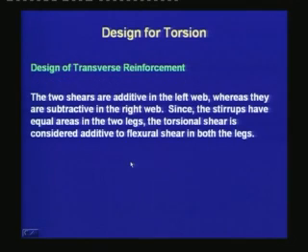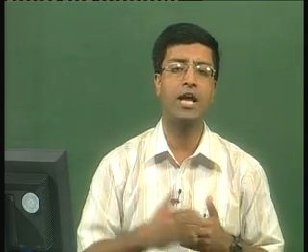But the code neglects the subtractive component. The two shears are additive in the left web, whereas they are subtractive in the right web. Since the stirrups have equal areas in the two legs, the torsional shear is considered additive to flexural shear in both the legs. In the expression ASV is equal to AV plus 2 times AT, we are assuming that torsional shear is additive to flexural shear in both the webs of a hollow section.